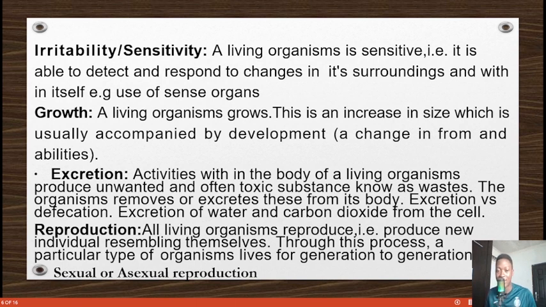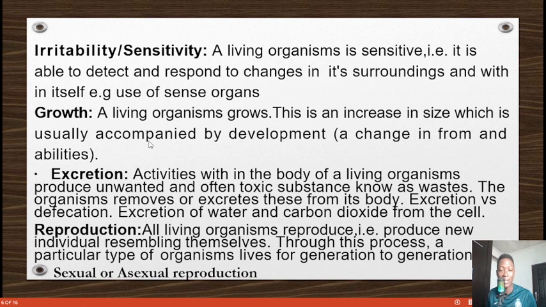They're able to detect and respond to changes in their environment using their sense organs, for example. And this is important because if you're not sensitive, then you would easily just die because you will not know when danger is around you. So all the sense organs we have, like we as humans, we have 5 sense organs. They are meant to keep us alive. So irritability or sensitivity is one important characteristic of living organisms.